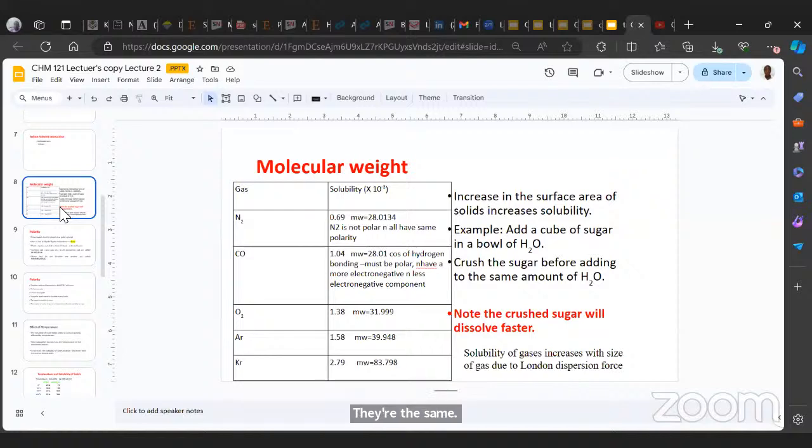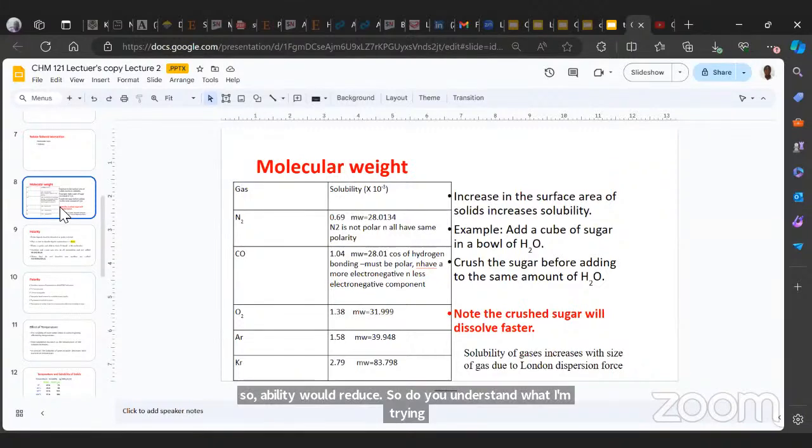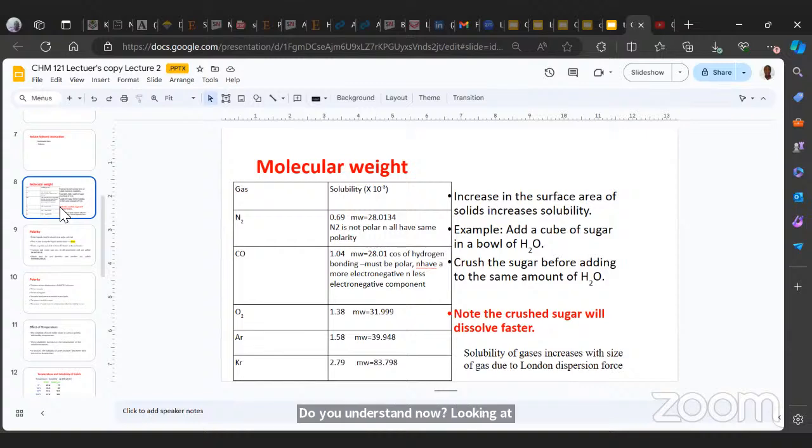Do you understand now? So looking at the table, you're looking at molecular weight. The larger the molecular weight, the less the surface area, and the lesser the solubility. Am I? Sorry, I've mixed it up. Look at this table again. Sorry, everybody, look at the table. Look at the molecular weight.